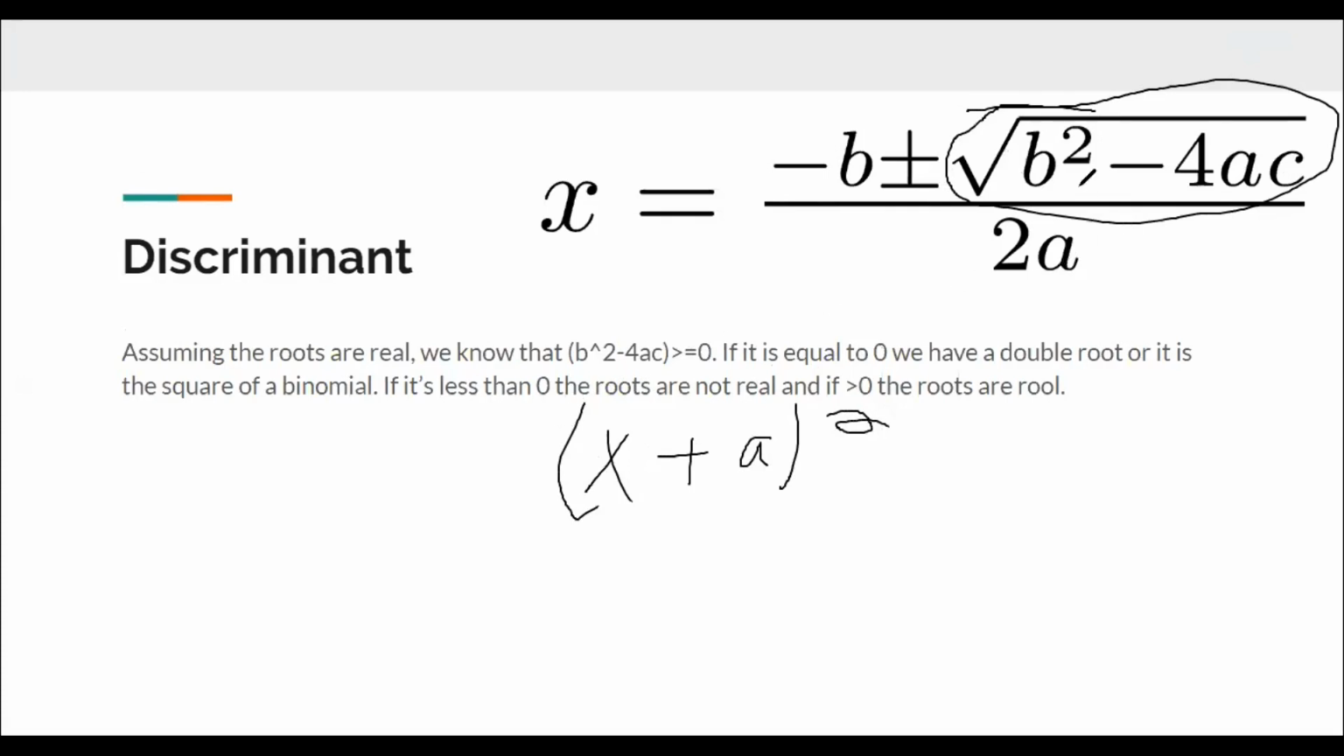And if it's less than 0, so b squared minus 4ac is less than 0, then you're taking the square root of a negative number, which means your roots are not real. They're complex. And if it's greater than 0, then both your roots are real. That's all it tells you.